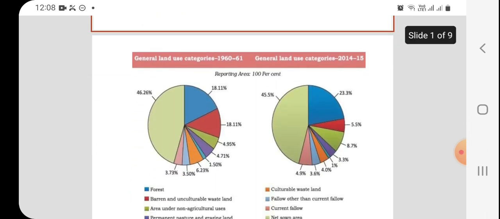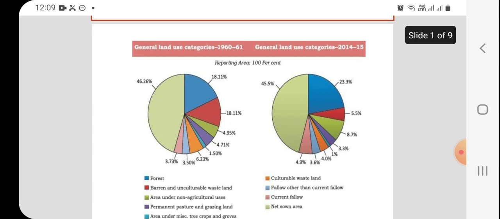Now you can see the land use pattern here given in a pie diagram. There are two diagrams given here. With the help of the two diagrams you can understand. See the first, left side diagram, and the right side diagram also. Now you can see an example here. Here, forest, you can see that blue color is given. So on the left side it is 18.11% and on the right side you can see 23.3%.